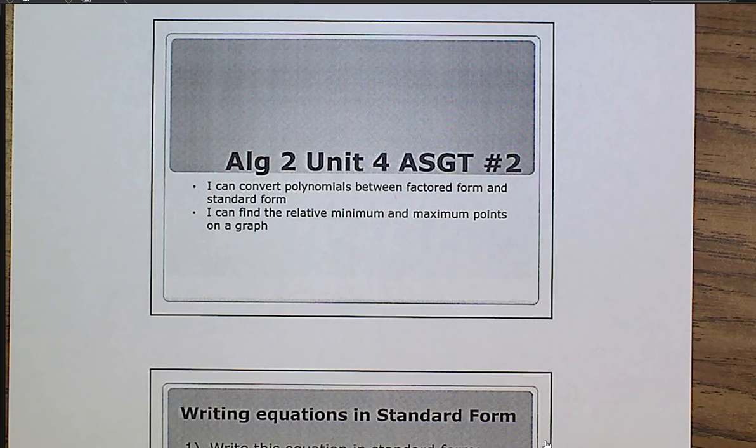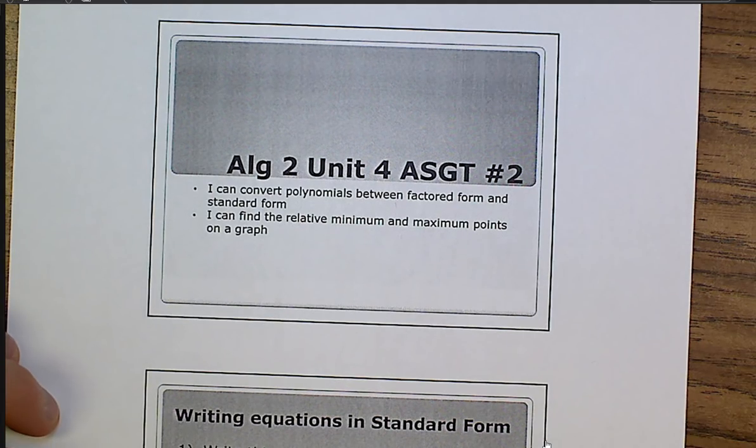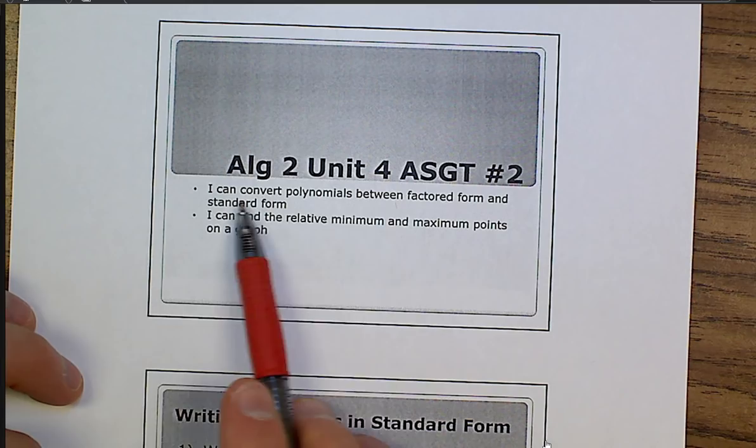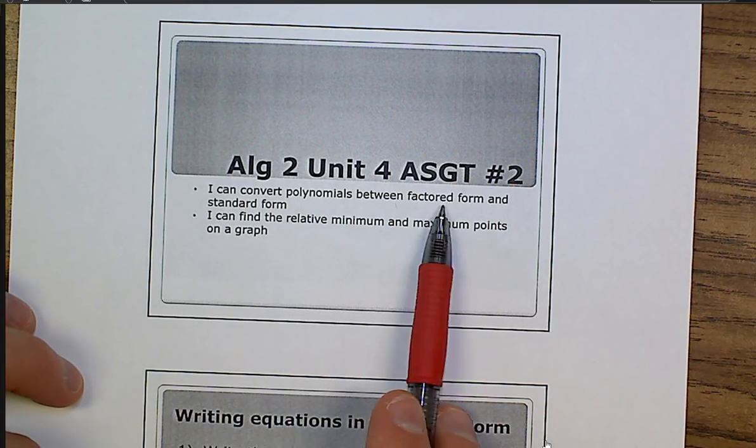We are back at it for lesson 2 in unit 4, and today we're going to continue our conversation about polynomials. And a lot of this actually is review because you did a lot of this in your quadratics unit. Today we're going to be doing a couple things. Number one, converting polynomials between factored form and standard form.